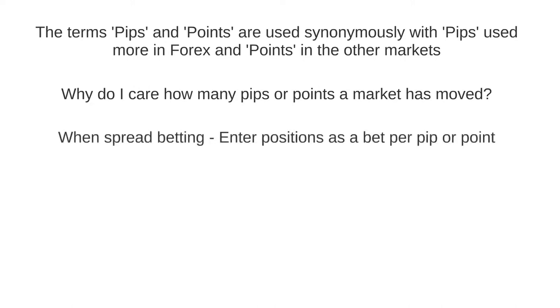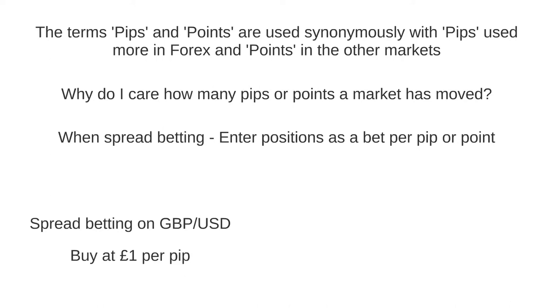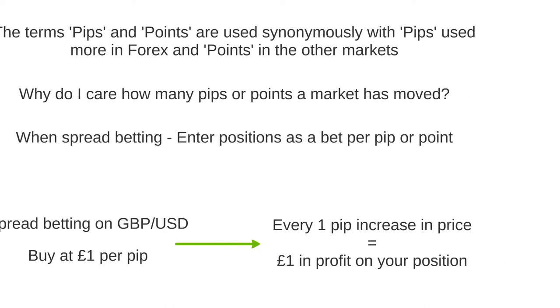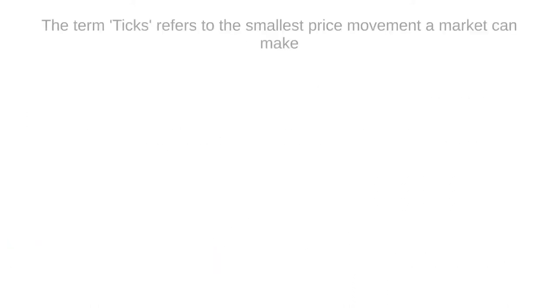Well, if you are spread betting, and most new traders will be, you enter positions as a bet per pip or point. So for example, if you are spread betting and you buy the pound dollar at a position size of £1 per pip, then for every pip the price of that market moves up, your position will increase in profit by £1 also.